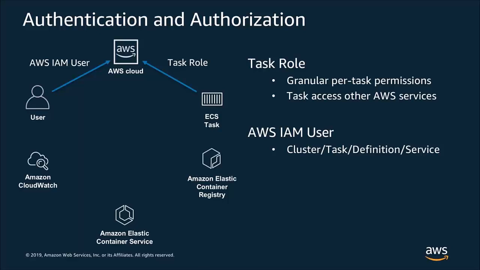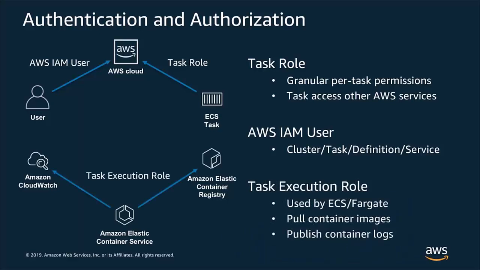The second role is a task execution role. This role is used specifically by the ECS and Fargate service in order to pull container images or publish the container logs to Amazon CloudWatch.